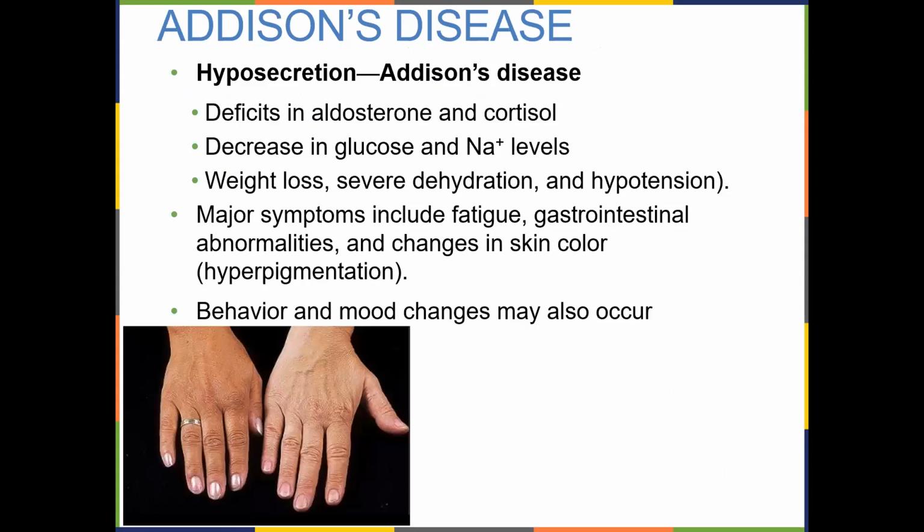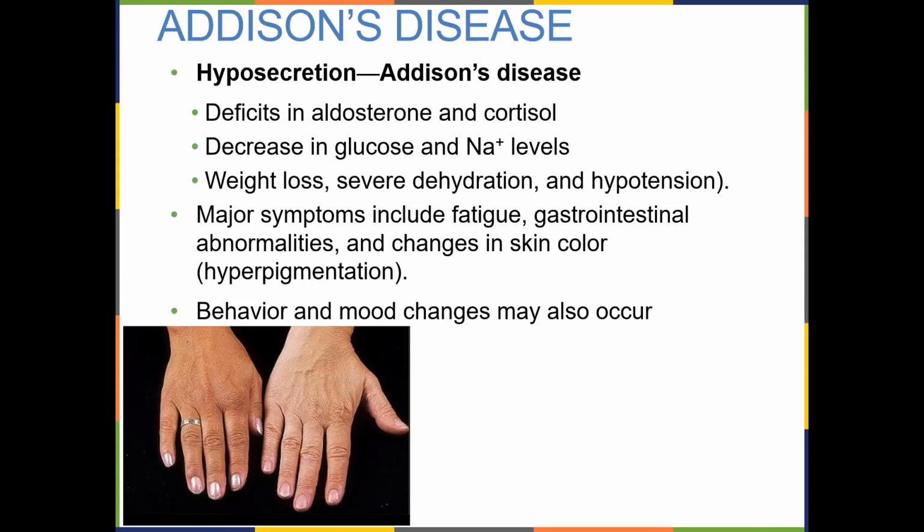So here we see what it looks like. You can see the changes in appearance. We have what we call hyperpigmentation. Notice the hand on the left-hand side of the image is more pigmented than the one on the right. We have this hyperpigmentation. That is the number one overt symptom before you do any kind of chemical analysis.